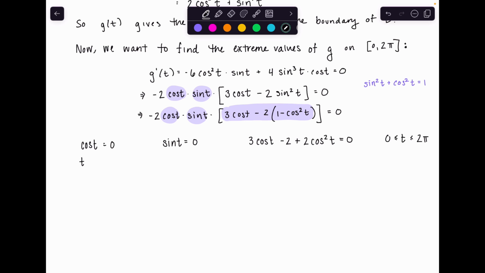So for the first one, if cosine equals 0, that happens at 90-degree angles. This means it happens at pi over 2 or 3 pi over 2. If sine of t equals 0 on this interval, that tells us other t critical numbers are 0, pi, and 2 pi. And then this, I got to do more work for still, but that's okay.